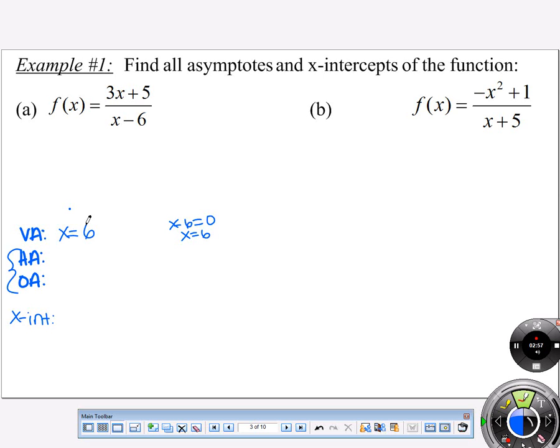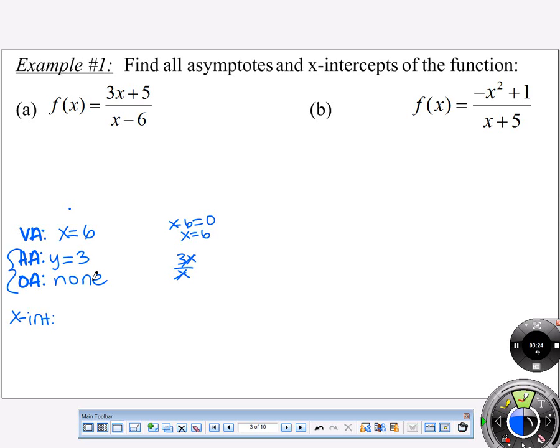Basically pretend like all the other stuff doesn't exist and just take the first pieces and divide them. So if you had 3x over x, that would reduce to be 3. So our horizontal asymptote is at y equals 3. And if we have a horizontal asymptote, what does that mean about oblique asymptote? We don't have one because there's one or the other. So we can just write none.